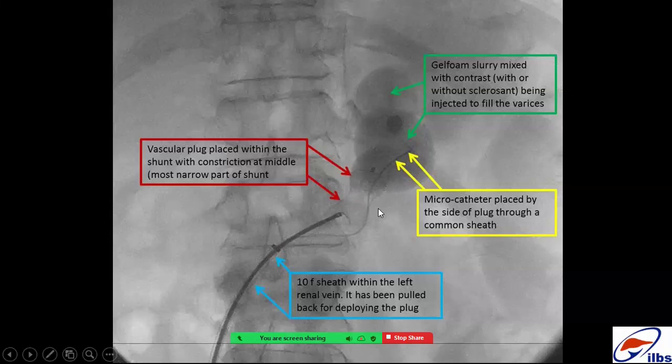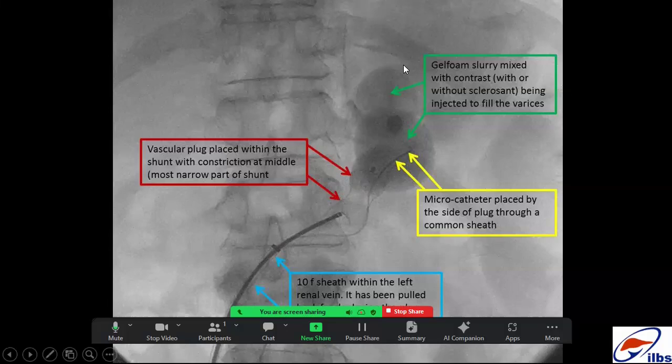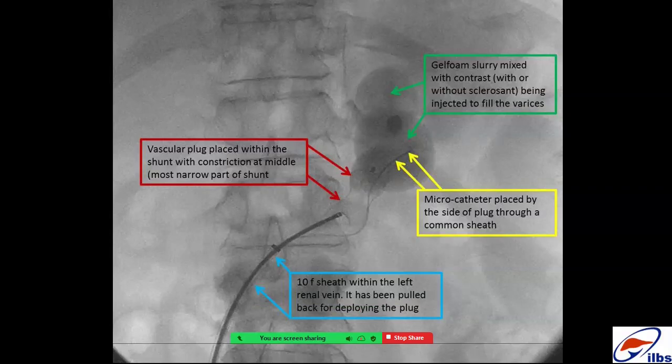The plug is generally placed at the most constricted area so that you see an hourglass kind of shape, where the central part of the plug is not totally open, nicely opposing the wall. The upper part is opened up, and then you start injecting gel foam slurry. At the first go, you don't inject sclerosant, you use gel foam, because you want to block the interstices of the plug, because the plug will allow everything to flow through it. It takes a lot of time for thrombosis to happen. So you have to inject gel foam slurry into it. Once the interstices are totally packed with gel foam, then you can use sclerosant to finally fill the shunt as well as the varices.